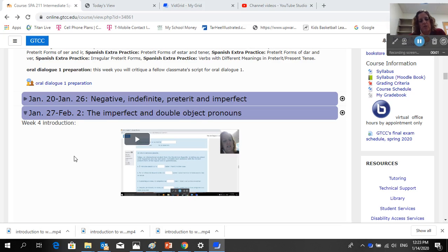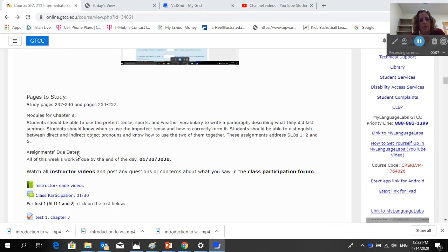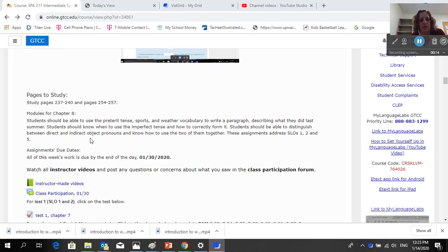Okay, I'm going to go ahead and introduce week 4 to you. We're looking at the imperfect and double object pronouns. You are going to want to study pages 237 to 240 and pages 254 to 257.